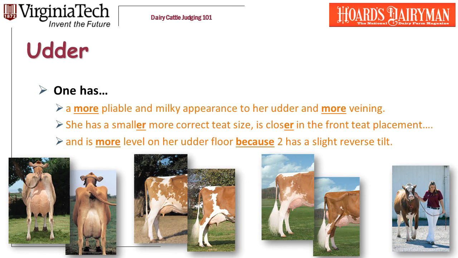And again. 1 has a more pliable and milkier texture to her udder and more veining. She has a smaller, more correct teat size, is closer in the front teat placement, and is more level on her udder floor because 2 has a slight reverse tilt. And now you try it.